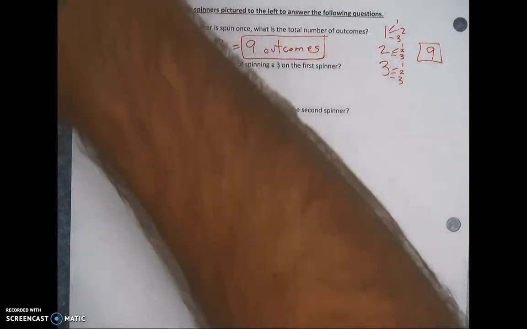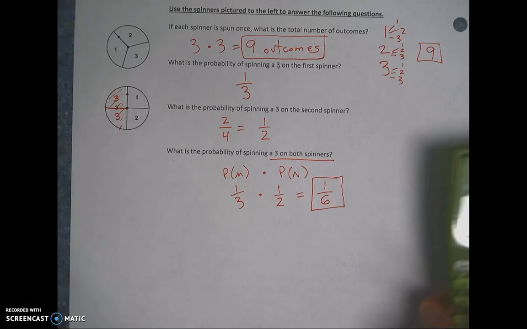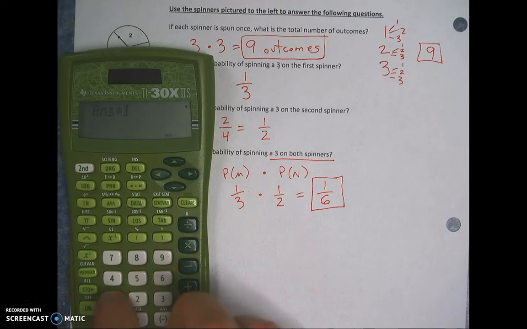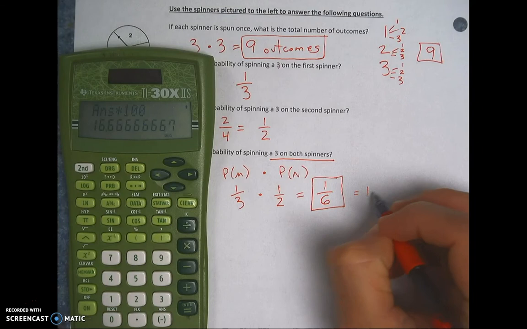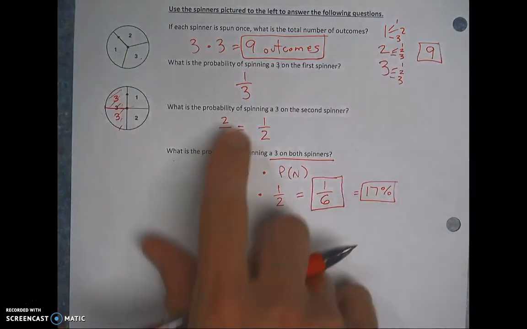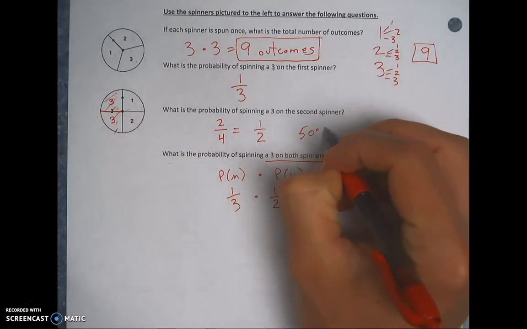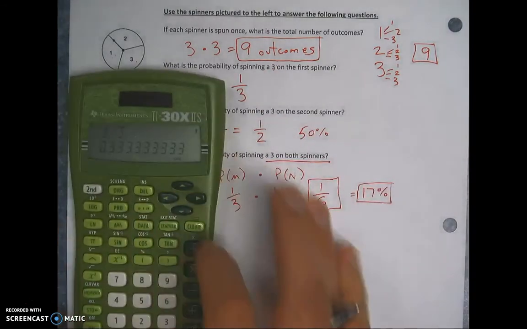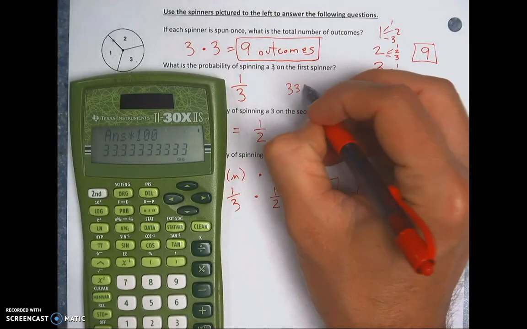And you could turn that to a percent. So what's the percent chance? I didn't ask for it, but what's the percent chance of getting a 3 and then a 3? You do 1 divided by 6, times it by 100, and we're going to round that up, it's approximately a 17% chance. Now let's think about that for a second. We know that this is a 50% chance, and a 1 out of 3, if we try that in our calculator, is about a 33% chance.